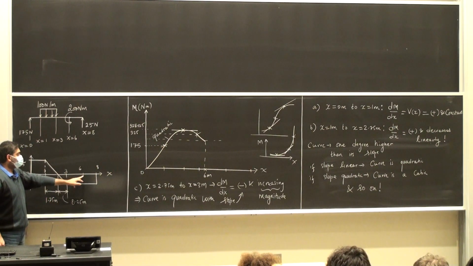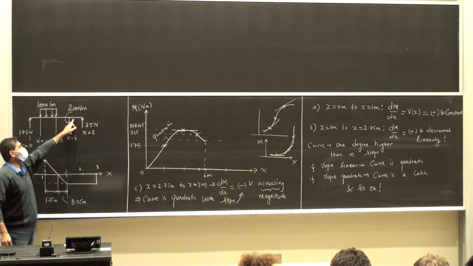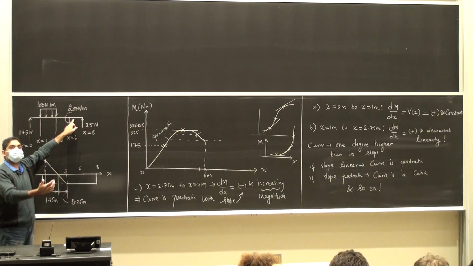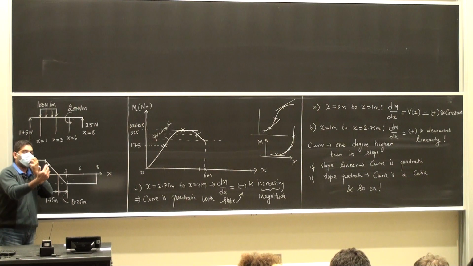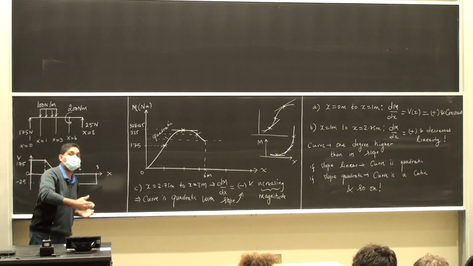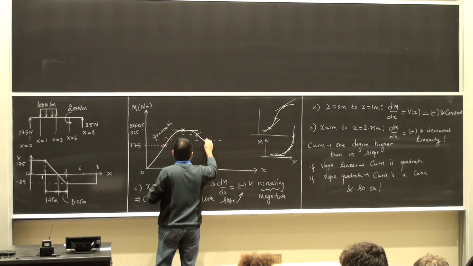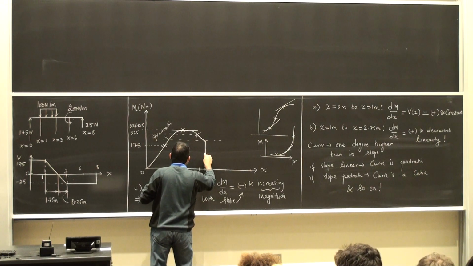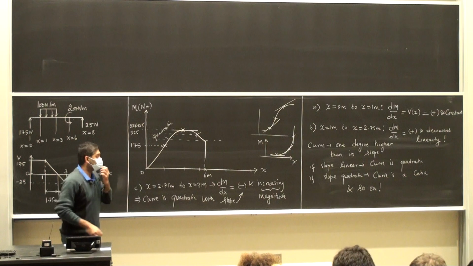Then at x is equal to 6 meters, I see that there is a couple moment of magnitude 200 Newton meters, which is counterclockwise, and you obtain the value at that point as 50 Newton meters, so you will see a sudden sharp drop. You'll come all the way to 50.